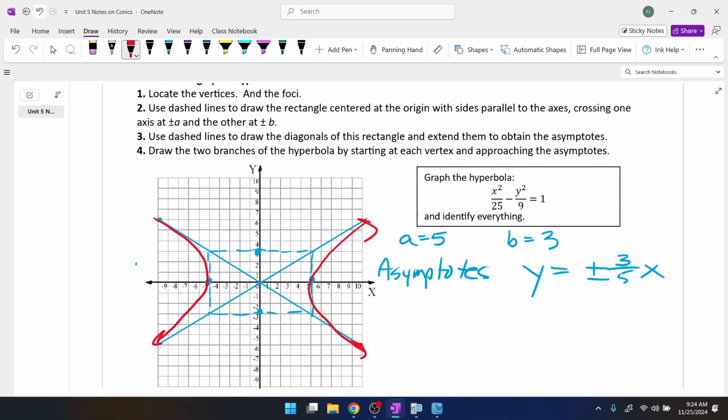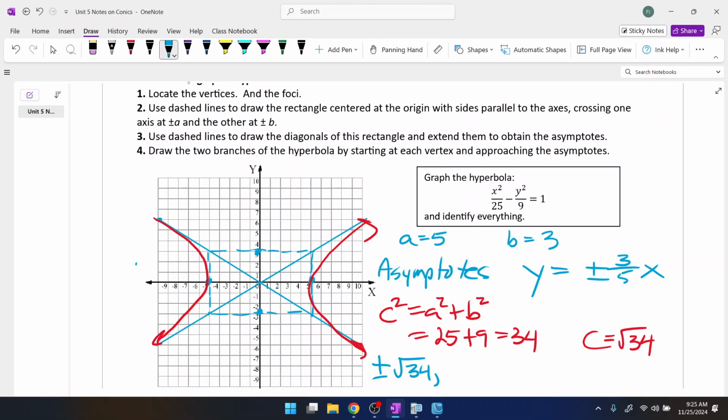All right, we got to figure out the foci. Now, if you remember, c squared is a squared plus b squared. Since it's a horizontal transverse axis, the coordinates of the foci are going to lie on the horizontal axis as well. So that's literally going to be 25 plus 9, which is 34. C is going to be the square root of 34, which is just under 6. So basically, you have plus or minus the square root of 34 and 0 for the foci, which is right around here, right around there.